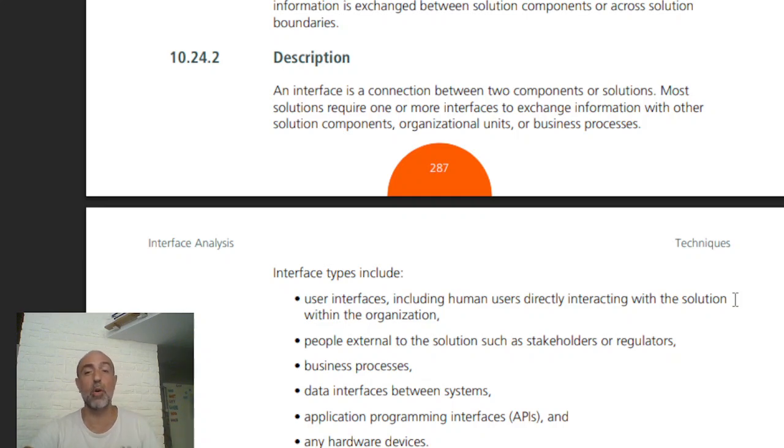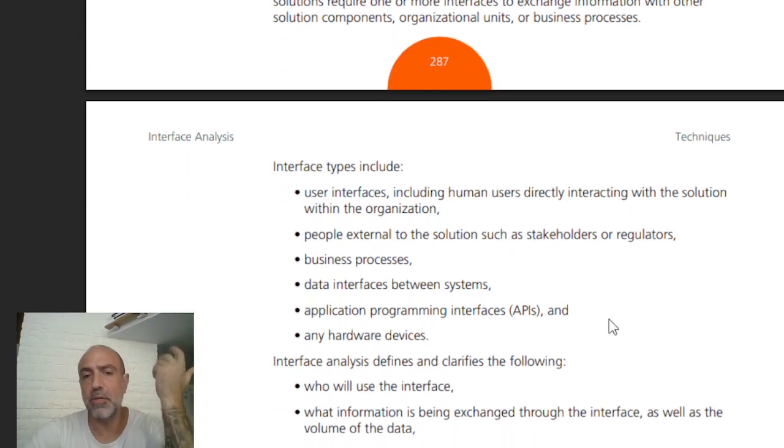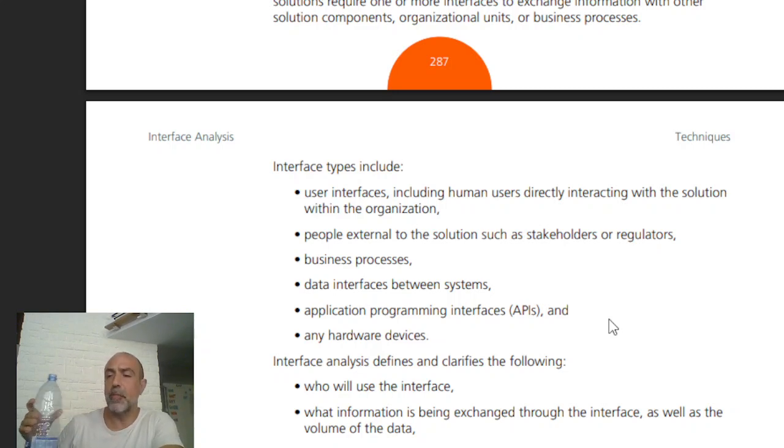Most solutions require one or more interfaces to exchange information with other solution components, organizational units or business processes. Interface types include user interfaces, where a human user directly interacts with the solution within the organization, and people external to the solution, such as stakeholders or regulators.